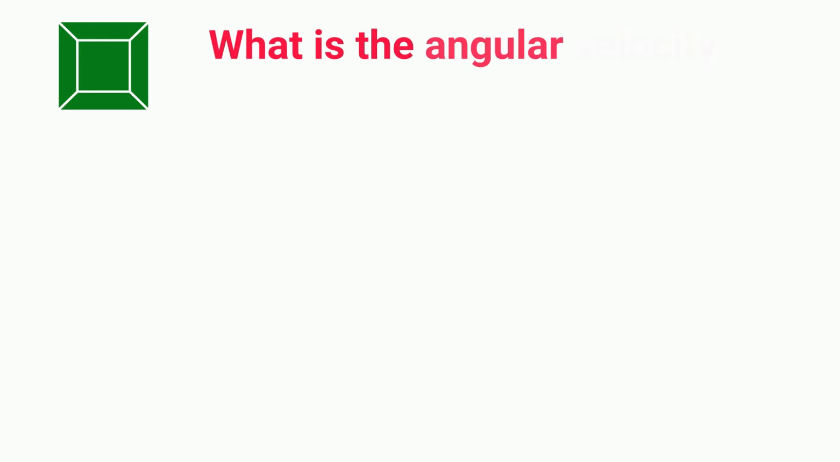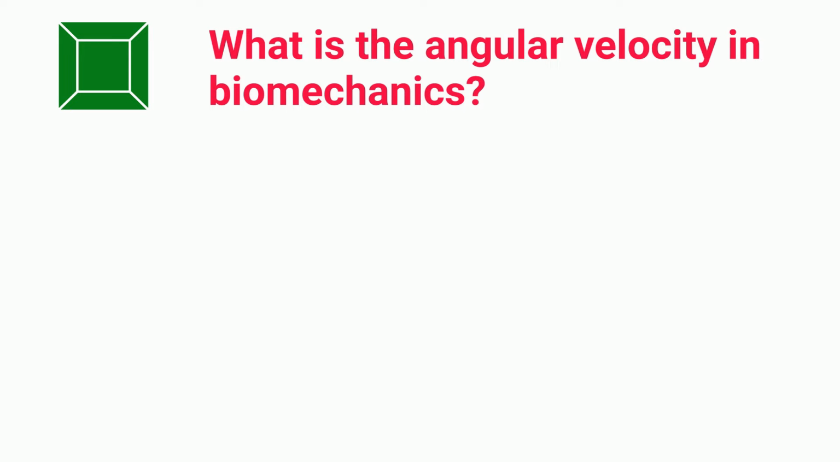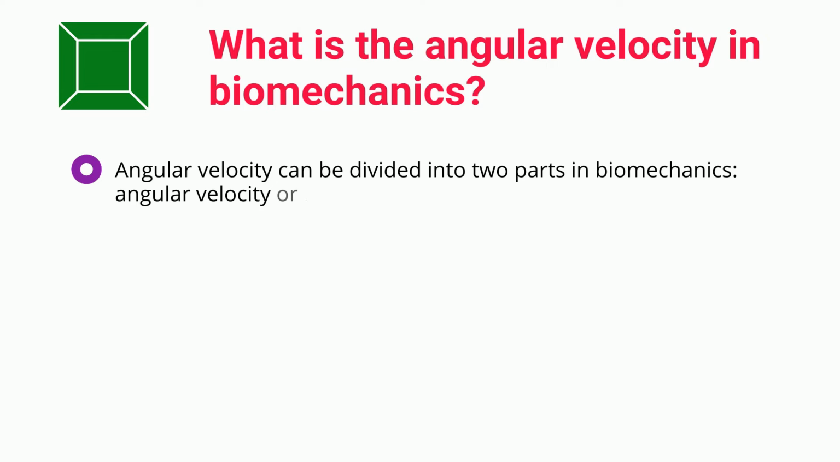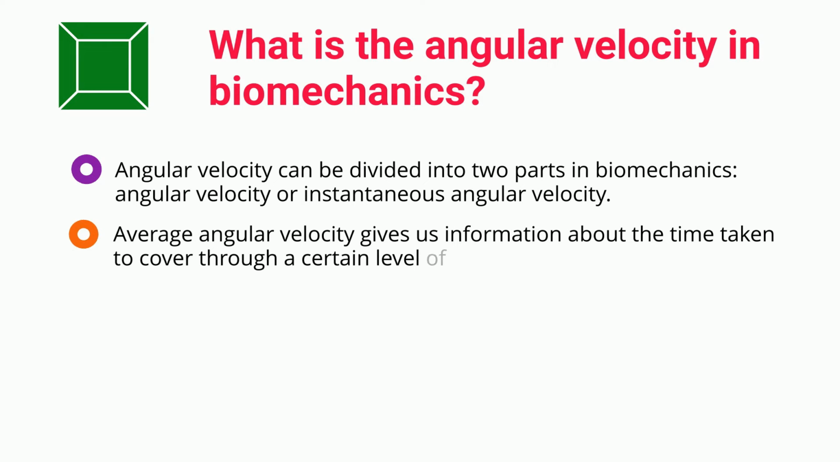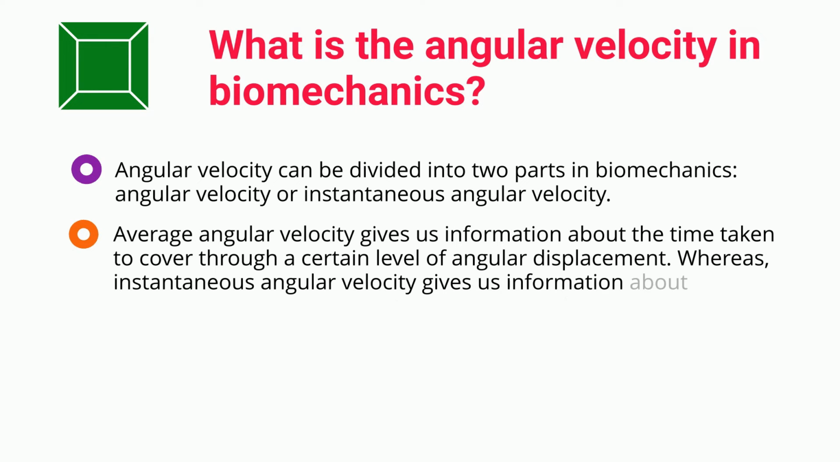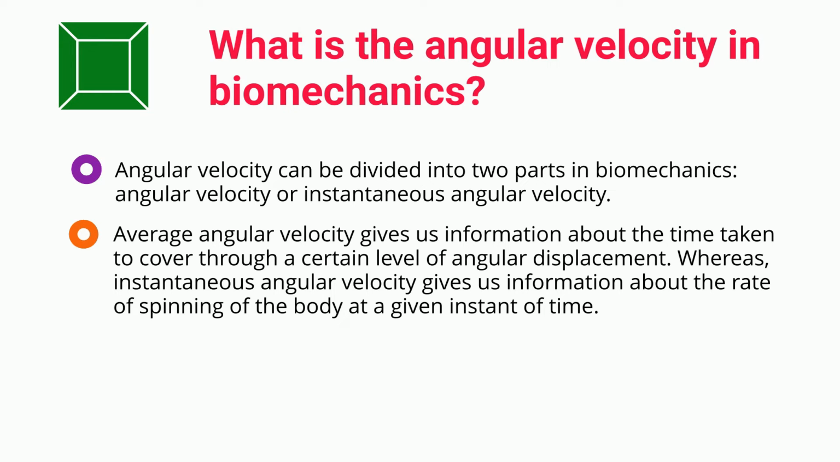What is the angular velocity in biomechanics? Angular velocity can be divided into two parts in biomechanics: average angular velocity and instantaneous angular velocity. Average angular velocity gives us information about the time taken to cover a certain level of angular displacement. Whereas, instantaneous angular velocity gives us information about the rate of spinning of the body at a given instant of time.